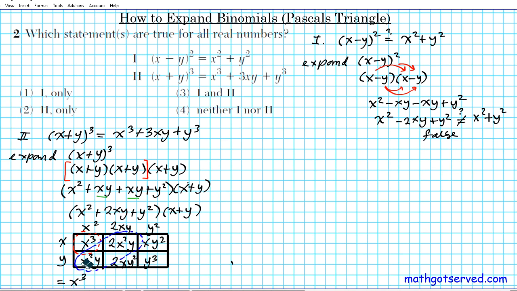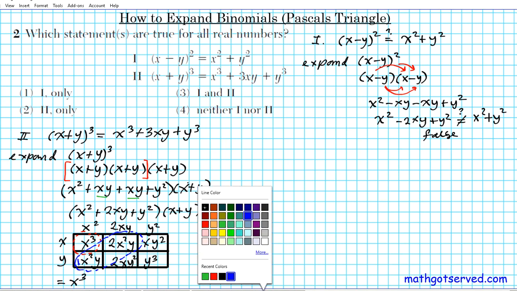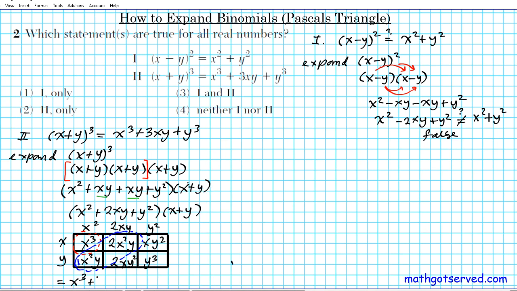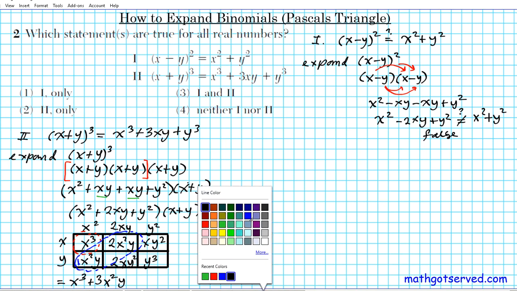So x squared y has an invisible coefficient of 1. When I add these two together, I will have what? Positive 3x squared y. Okay? And then xy squared and 2xy squared are like terms. I can combine those together too.